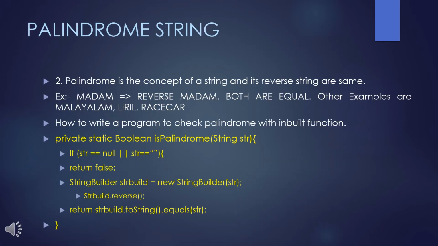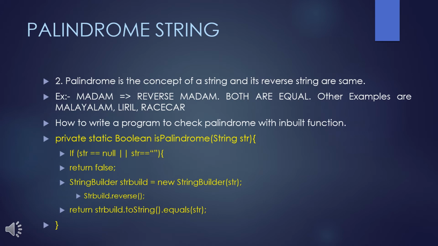So the next one we had is the palindrome string. A palindrome string is any string that, when reversed, will be equal to the original. For example, madam is a word. If you reverse madam, the last letter M, A, D, A, M, then the original string madam and the reverse string madam are equal. So this scenario is called a palindrome. Other palindrome words are Malayalam, Liril, race car. So these words are palindrome strings.